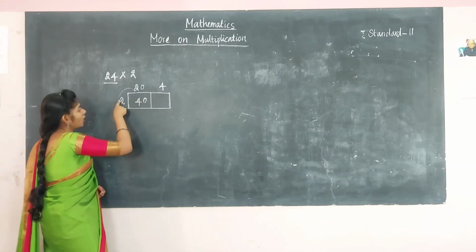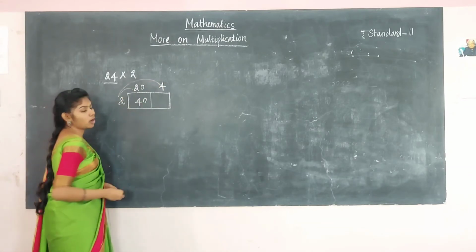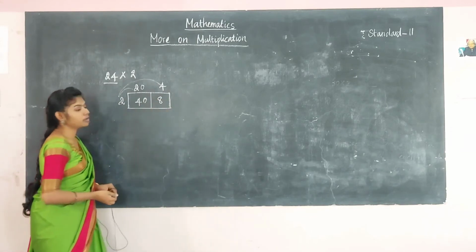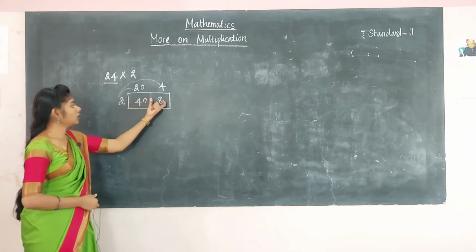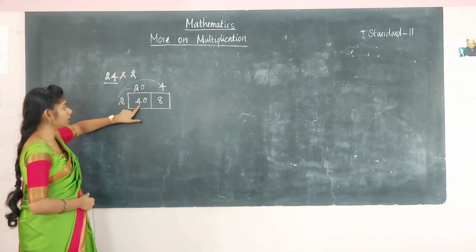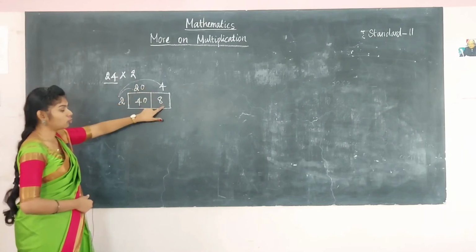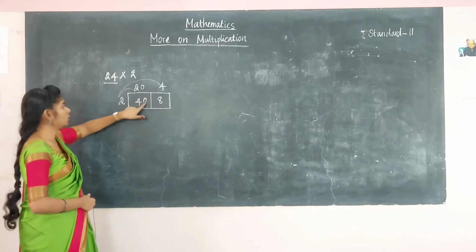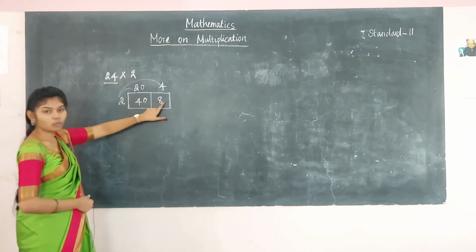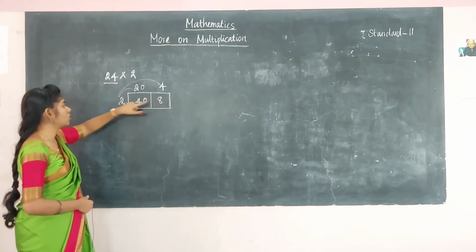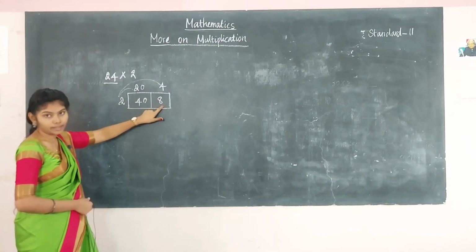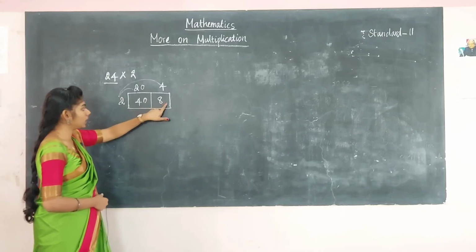Next you have to multiply 2 and 4. What is 2 into 4? 2 4s are 8. And now how will you find the answer? It is 40 plus 8. You have to add these two numbers. First multiply and write the answer in the boxes. A 2-digit number by a 1-digit number should have only 2 boxes here. So 40 plus 8. Here you should not multiply, you have to add the numbers.